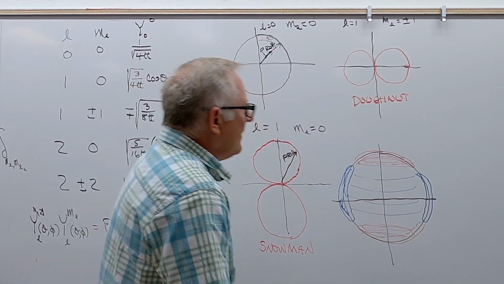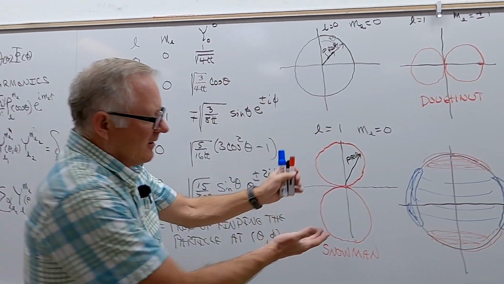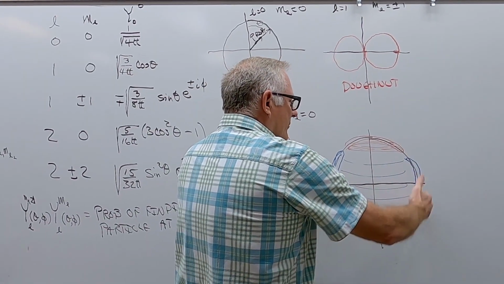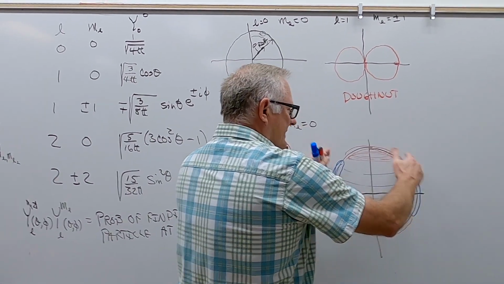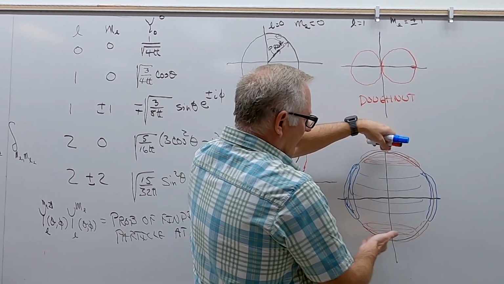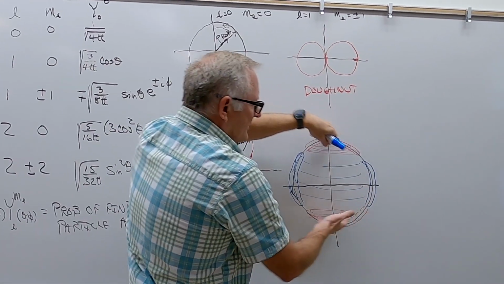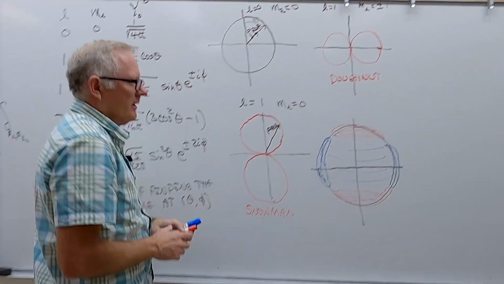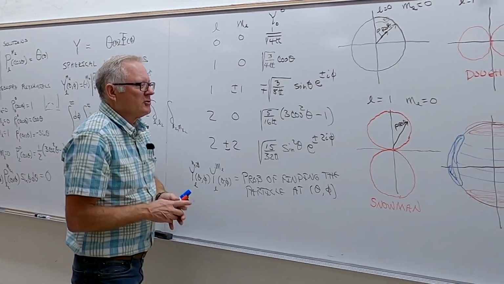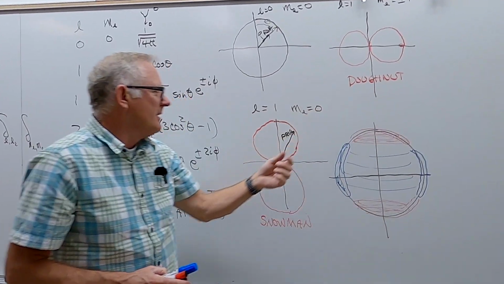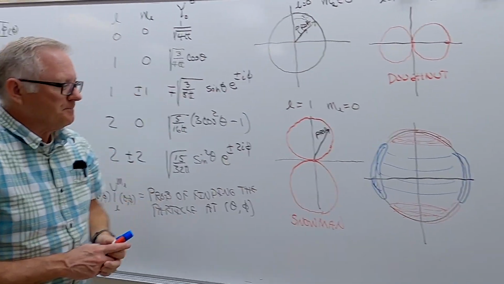So really, for the electron, you can think of the electron being more along this xy plane, and for the m sub l equals 0, it's more toward the poles right there. But most pictures are going to show donuts and snowmen right here.